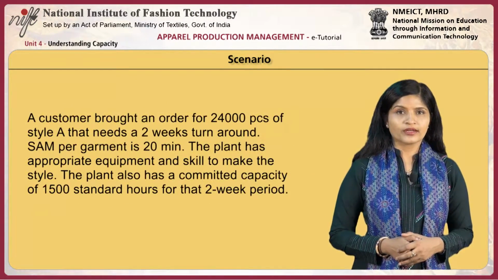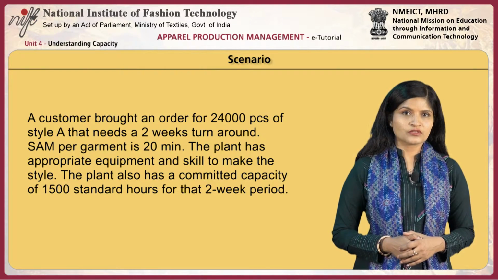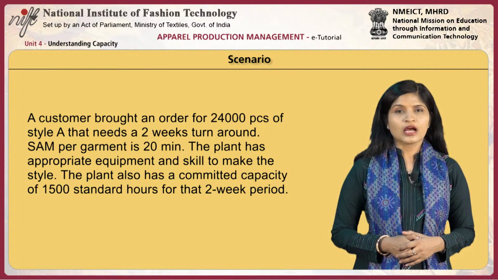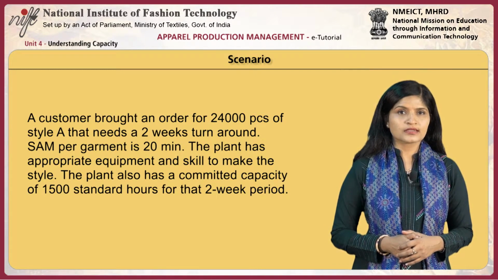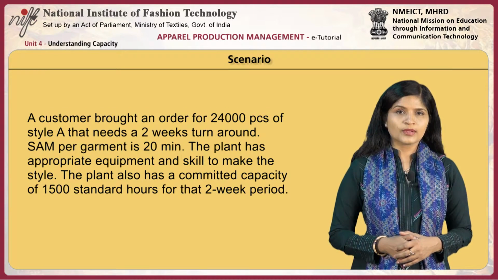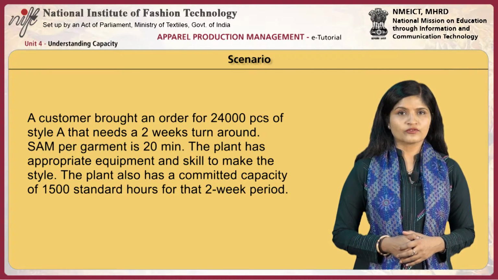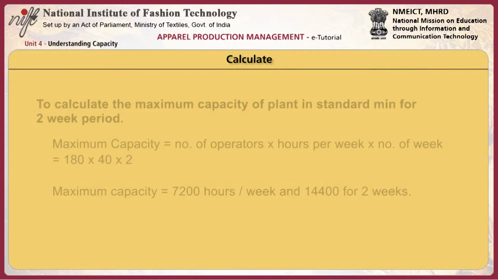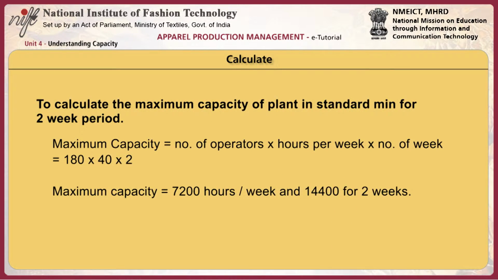A customer placed an order for 24,000 pieces of style A that needs a 2-week turnaround. SAM per garment is 20 minutes. The plant has the appropriate equipment and skill to make the style. The plant also has a committed capacity of 1500 standard hours for the 2-week period. Now we will calculate the maximum capacity of the plant in standard minutes for 2 weeks.